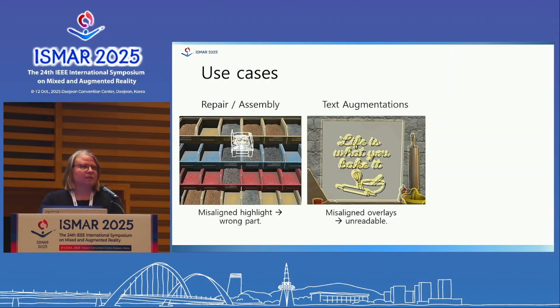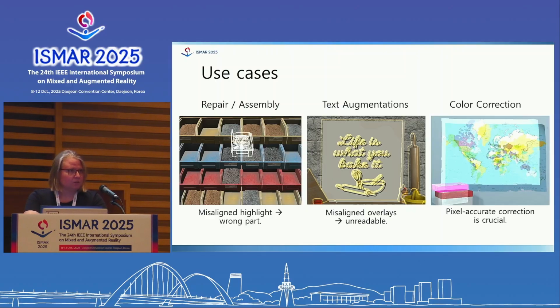Then another use case is text augmentation. For example, highlighting street signs when navigating in an unfamiliar environment. If the virtual text is misaligned with the real text, then both will probably become unreadable. And third, color correction. For example, for people with color vision deficiencies. In that use case, the pixel correct display of the overlays is just crucial for it to work.